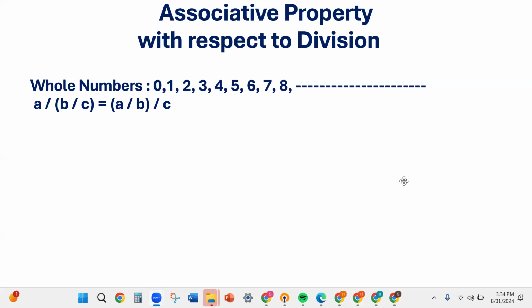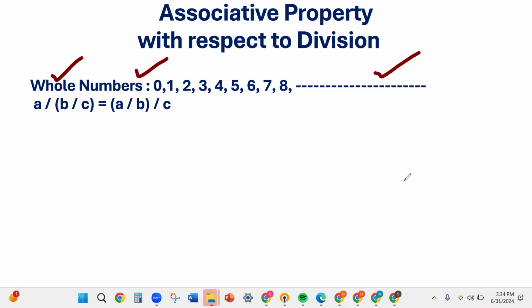Associative property with respect to division, we are checking in whole numbers. The set of whole numbers starts from 0, and all the positive integers are here. So what is the associative property with respect to division? You have to check that the left-hand side is equal to the right-hand side. Then the property is satisfied, the property is true, otherwise it is false.